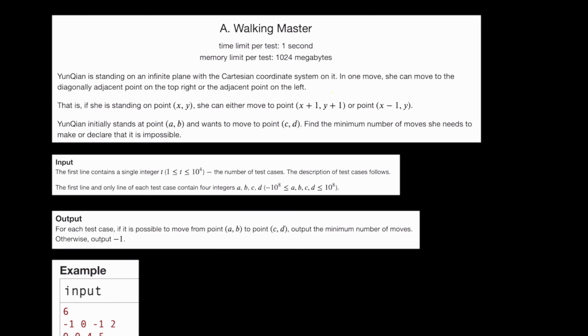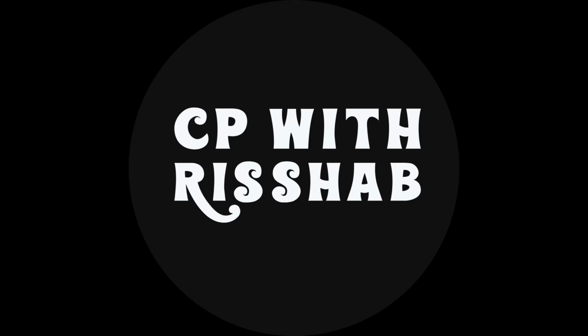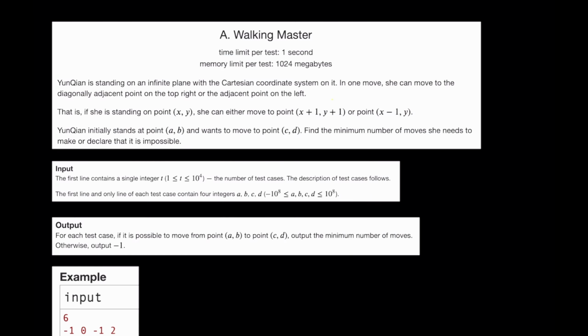Hope you're all well. So today we are going to discuss the 23rd problem in the TLE Eliminator CP sheet, 800 rated problems. The problem name is Walking Master. So let's get started. So let's first read the problem statement.